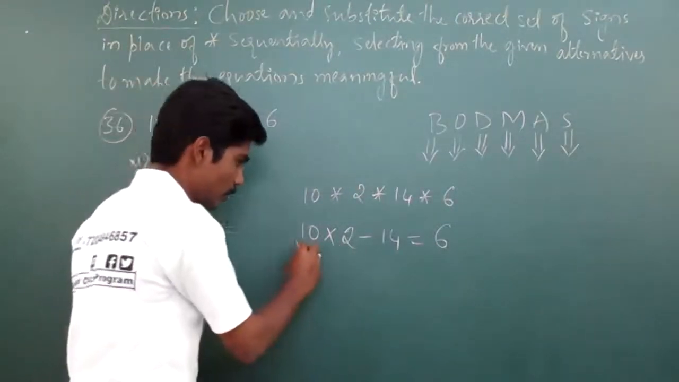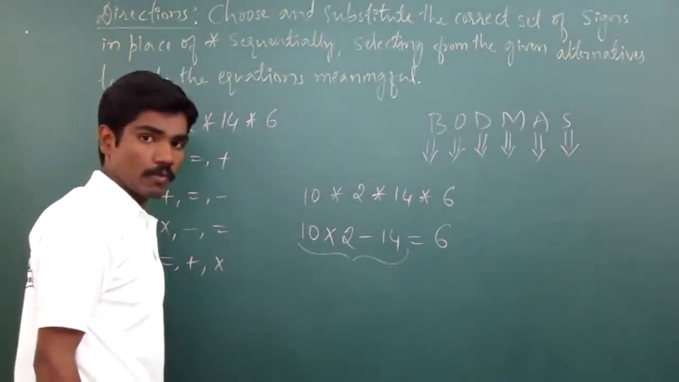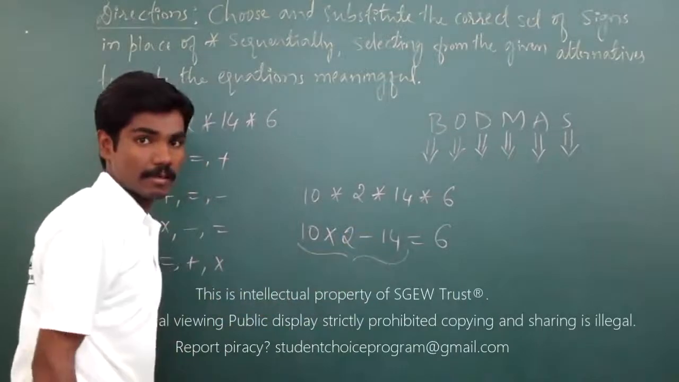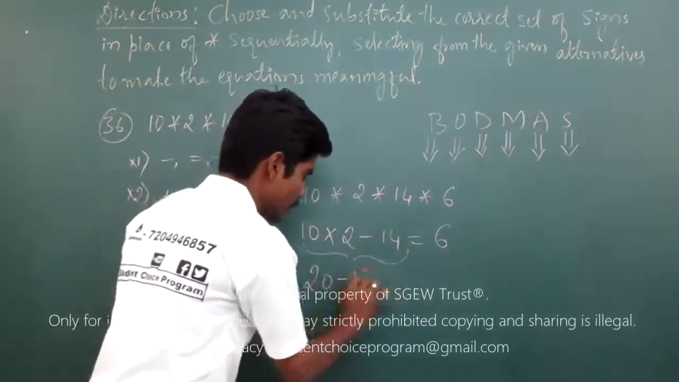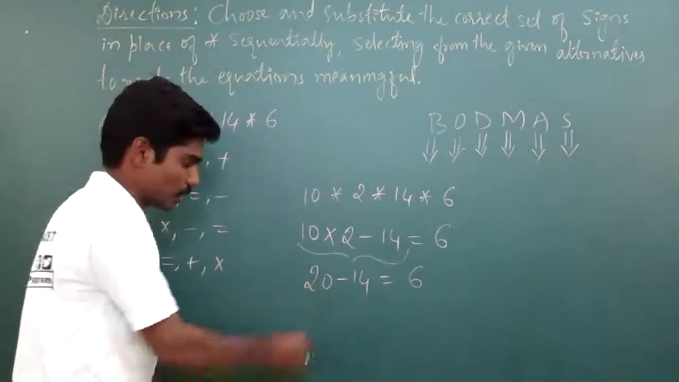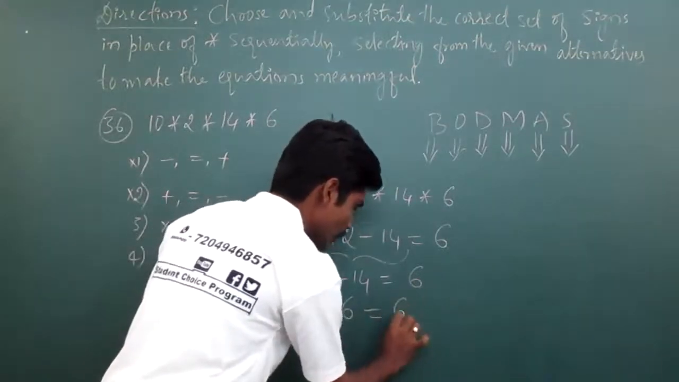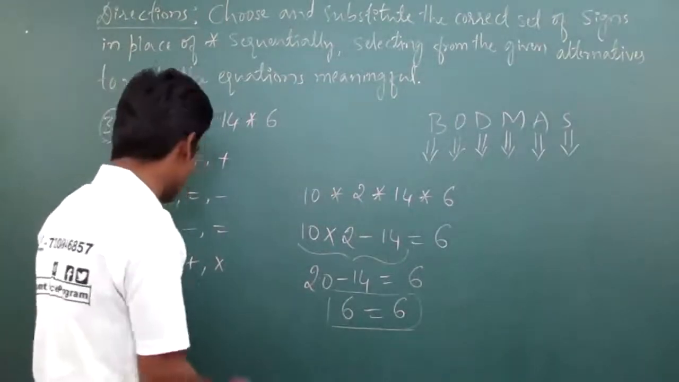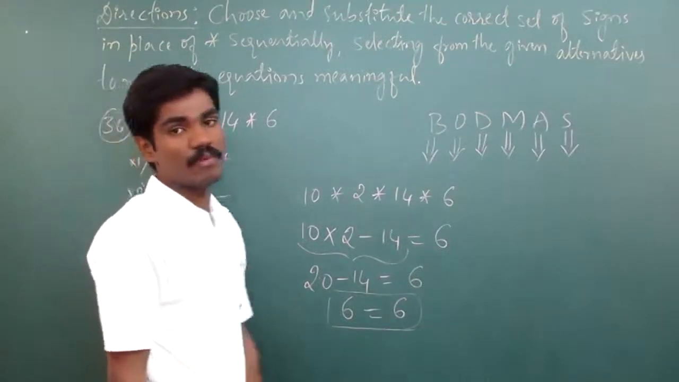Now here, you have to use the BODMAS rule. According to the BODMAS rule, what do you need to solve first? You need to solve multiplication before subtraction. So, what is 10 into 2? Of course, it is 20 minus 14 is equal to 6. Now, go for subtraction. What is 20 minus 14? Of course, it is 6. Now, that is equal to 6. You can see 6 is equal to 6. That means LHS is equal to RHS. So, the third option suits our answer. Therefore, option 3 is the right option. We will see some more problems.